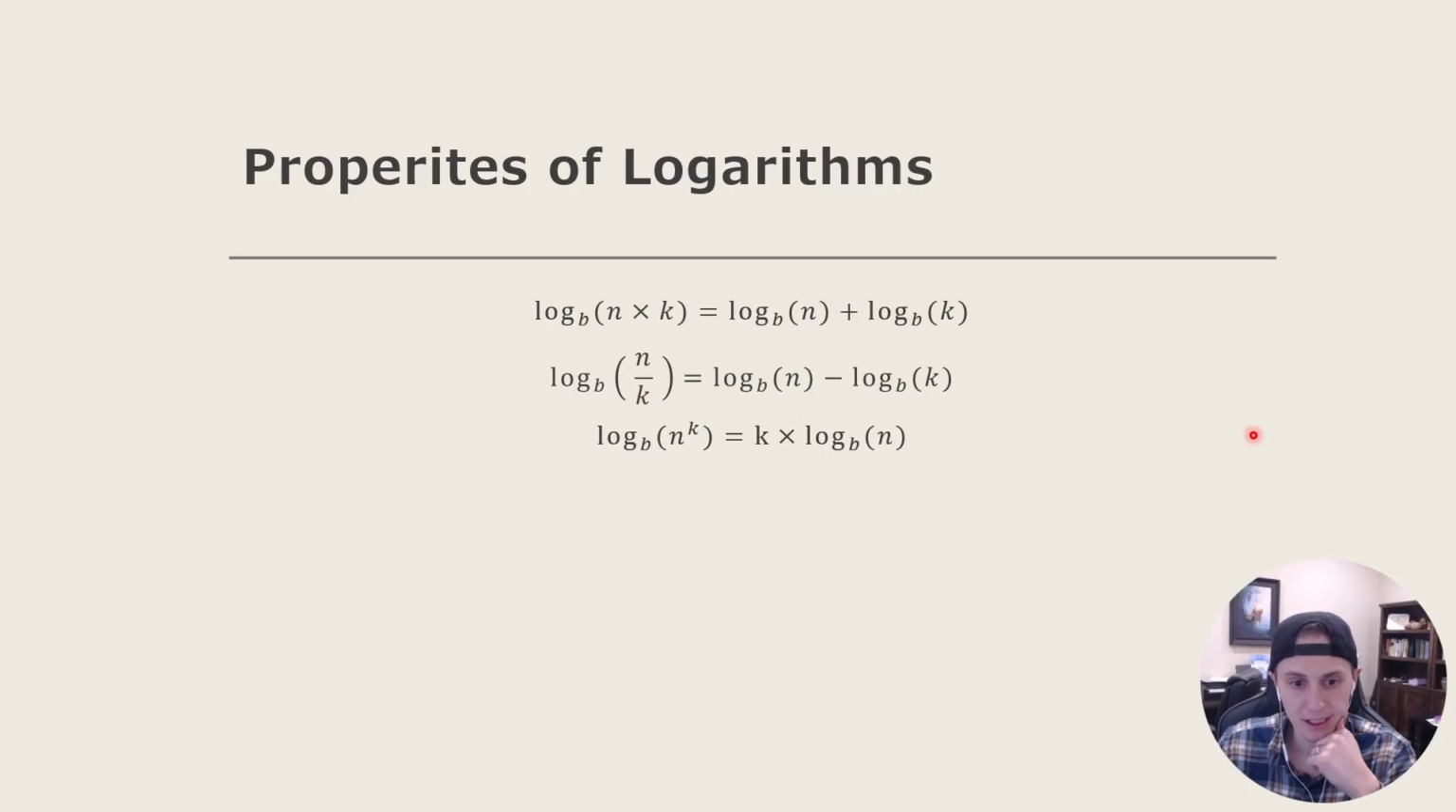Now with exponents, log base b of n to the k equals k times log base b of n. So we just took k out front and then left the rest the same. k times log base b of n.